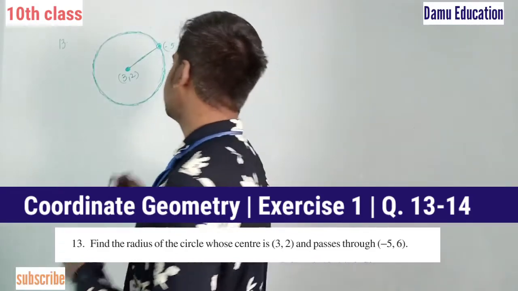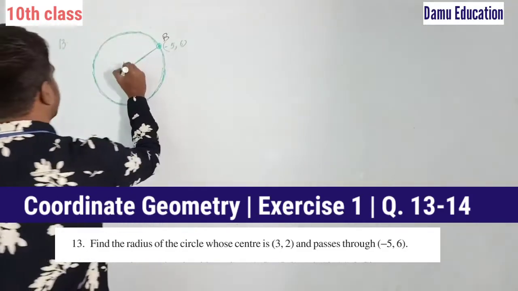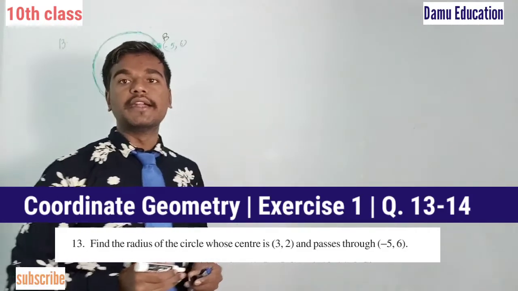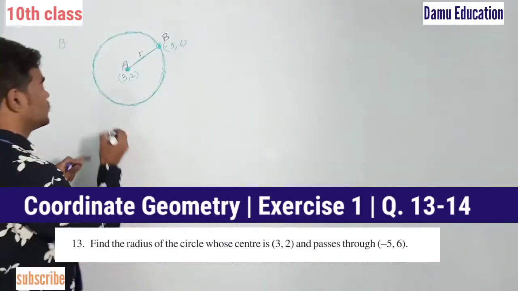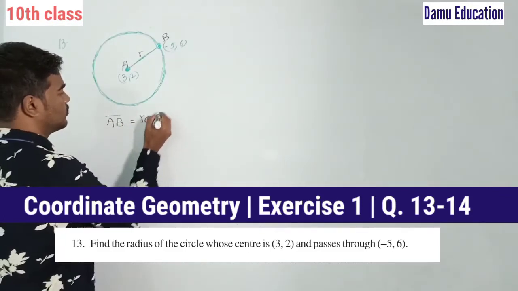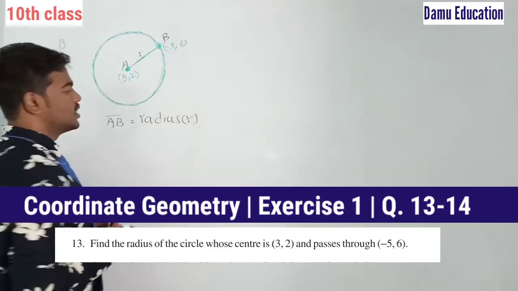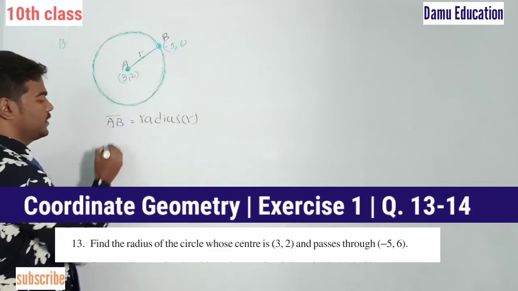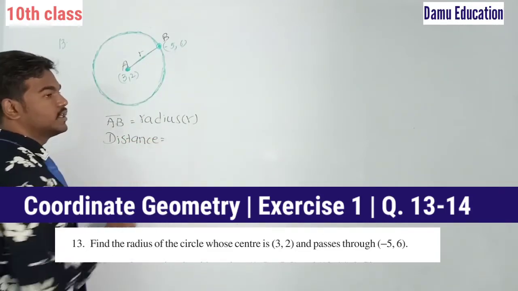So let's take these points as A and B. This is the radius, small r. So we have to find its radius. The radius is AB, the distance between two points.